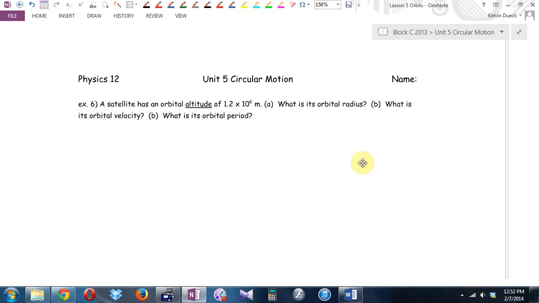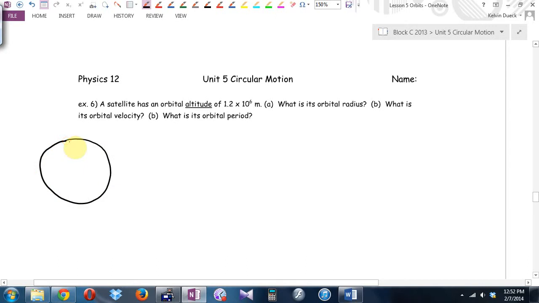Altitude. Just understand, first of all, part A says, what's its orbital radius? If I tell you an altitude, what I'm saying is I'm giving you that distance right there. This is 1.2 times 10 to the 6th. So part A asks, what's its orbital radius? Well, its orbital radius would be that distance, I'll call it R orb, right there.